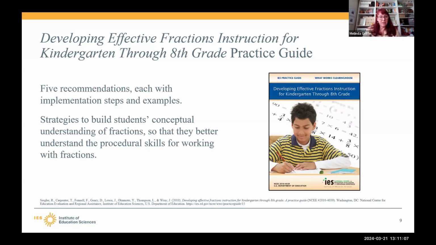There are 5 recommendations that are talked about in this practice guide. The first one is build on students' informal understanding of sharing and proportionality to develop initial fraction concepts. So this is what we often see early on with students in school, even prior to 3rd grade, which is where the second recommendation often comes in, helping students recognize that fractions are numbers and that they expand the number system beyond whole numbers. So this is where students begin to more formally understand and use fractions.